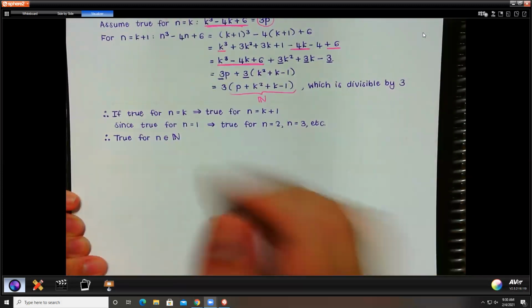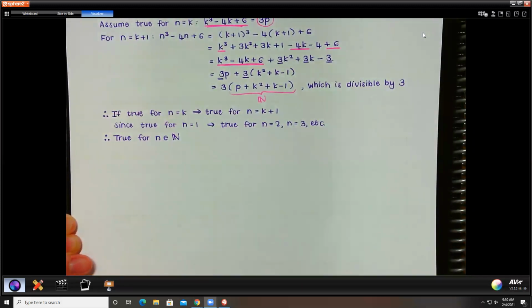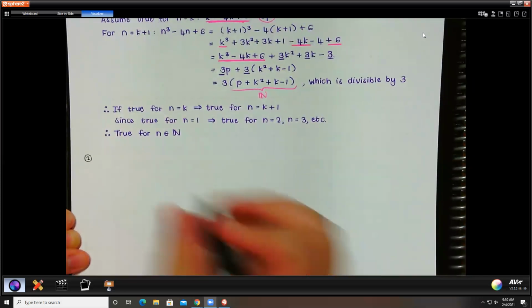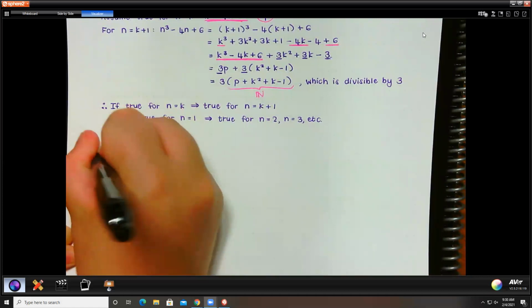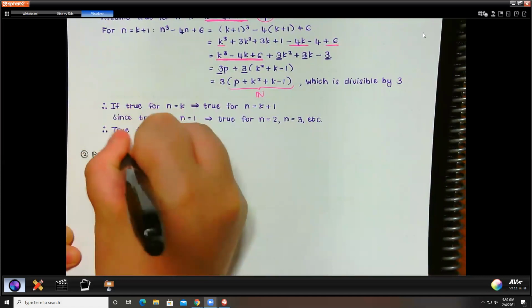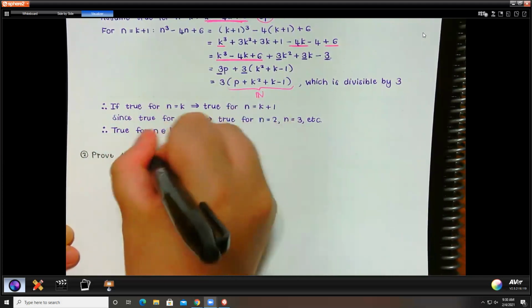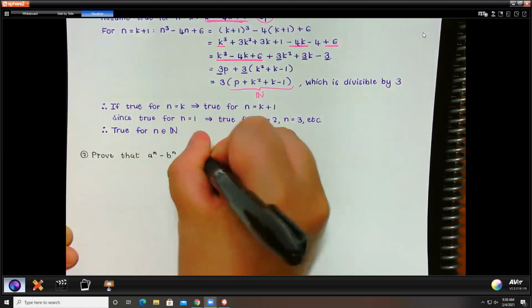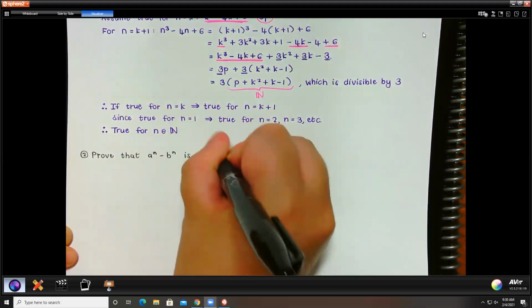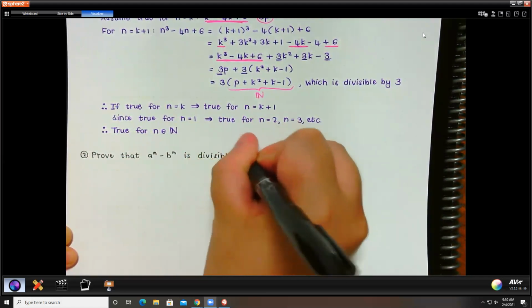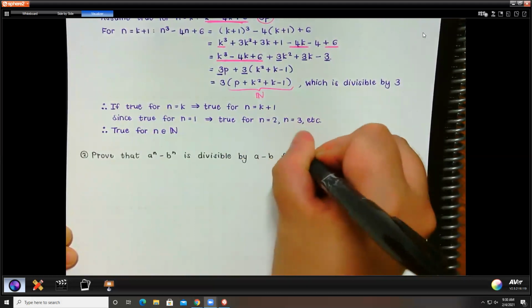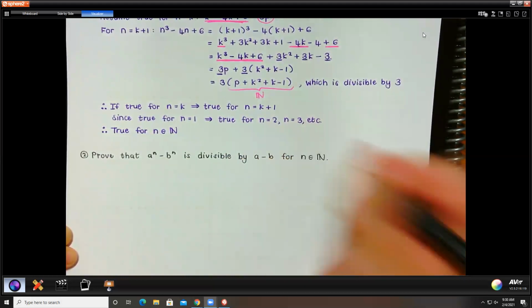So the second example, I wonder if I'm going to fit it all onto one page. Okay, I'll try my best. So again, it doesn't actually say by mathematical induction, but in a test or exam it will. Prove that a to the power of n minus b to the power of n is divisible by a minus b for n element of natural numbers.